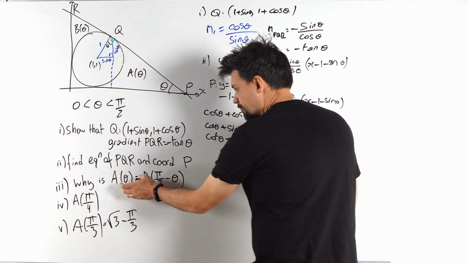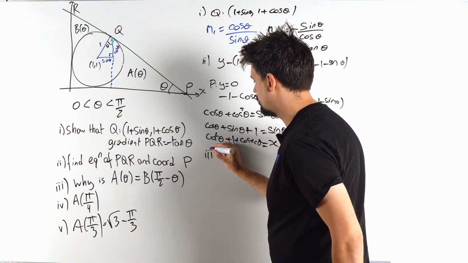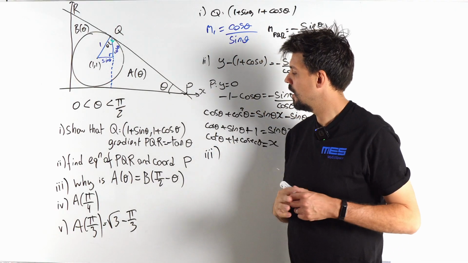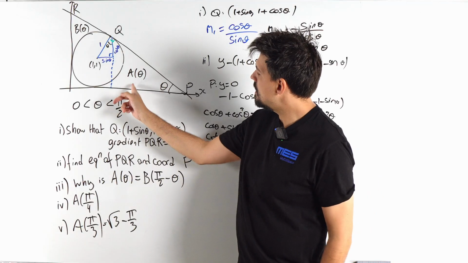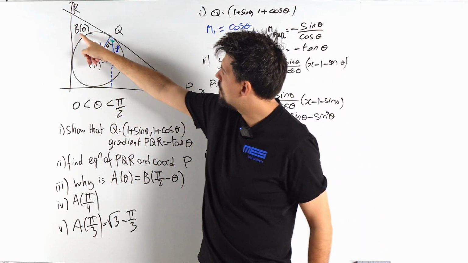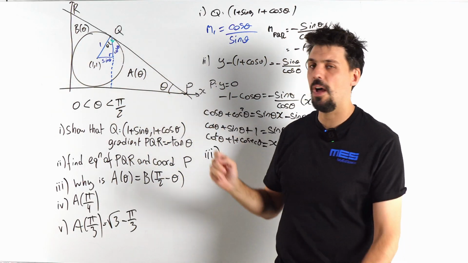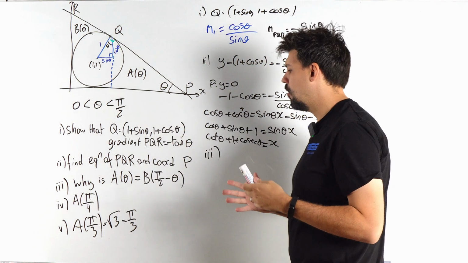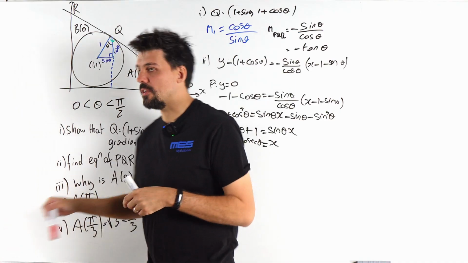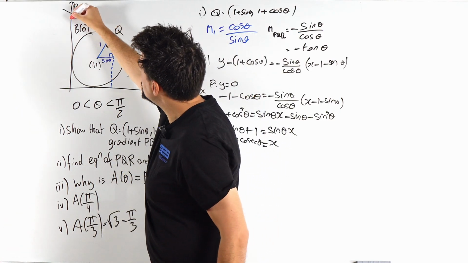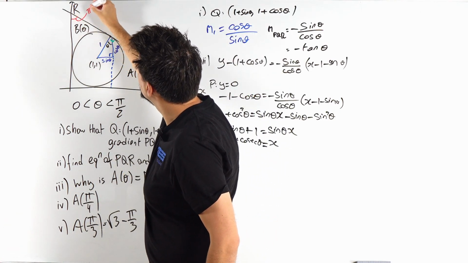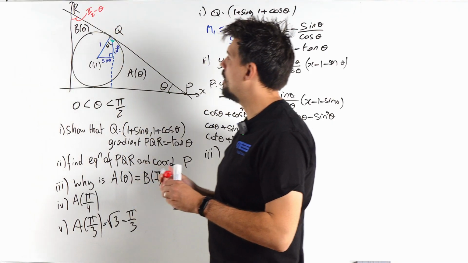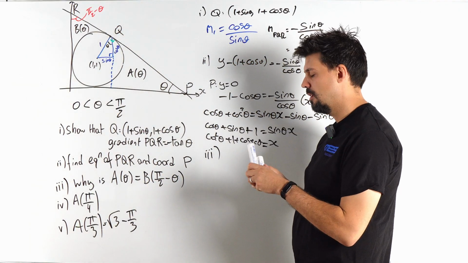Right, now, why is this area here equal to that area, except I've got pi over 2 minus theta? Well, it's actually fairly obvious once you realize that this angle up there is pi over 2 minus theta, right?